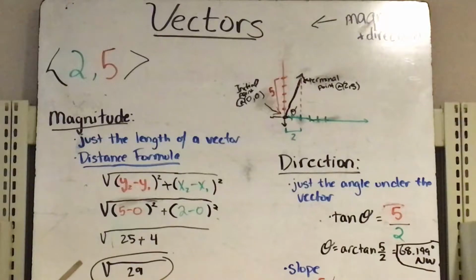So let's talk about the magnitude and direction part of the vector. Magnitude, how we find the magnitude of a vector, is basically just the length of the vector. So in this case, how do you find the length of a line? We use the distance formula. So we're going to do the same thing here.